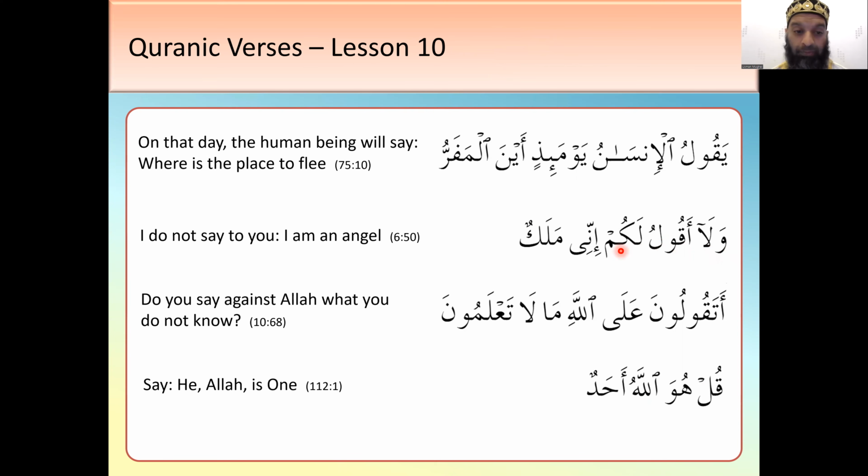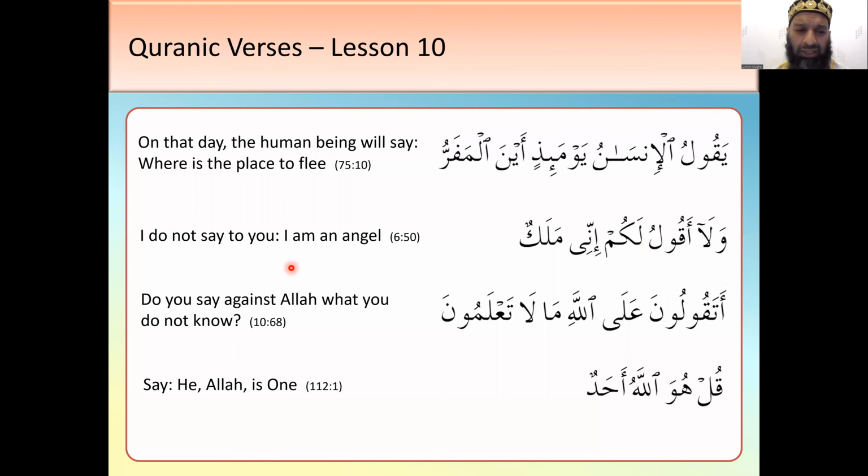Lakum. What's lakum? To you, but more information. I know in the translation it says to you, but you should be able to now extract more information. So just to you? Exactly, right? It's really to you all. Just plural.